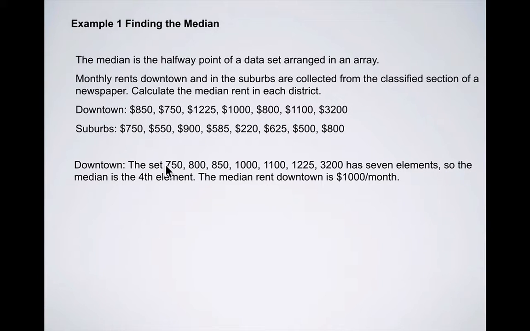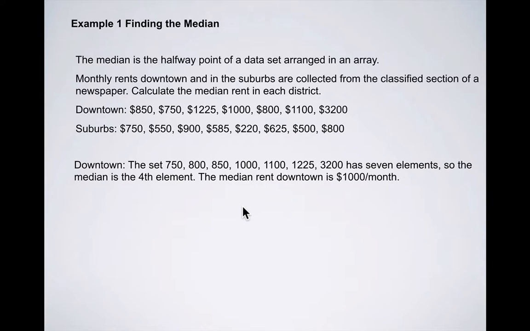Since for the rents downtown we have a total of 7 data values, the median is going to be the 4th element. The reason for that is we've got 3 below and 3 above. So the median value will be our 4th element, which is $1,000. So our median rent for downtown is $1,000. This is quite simple when you have an odd number of values.